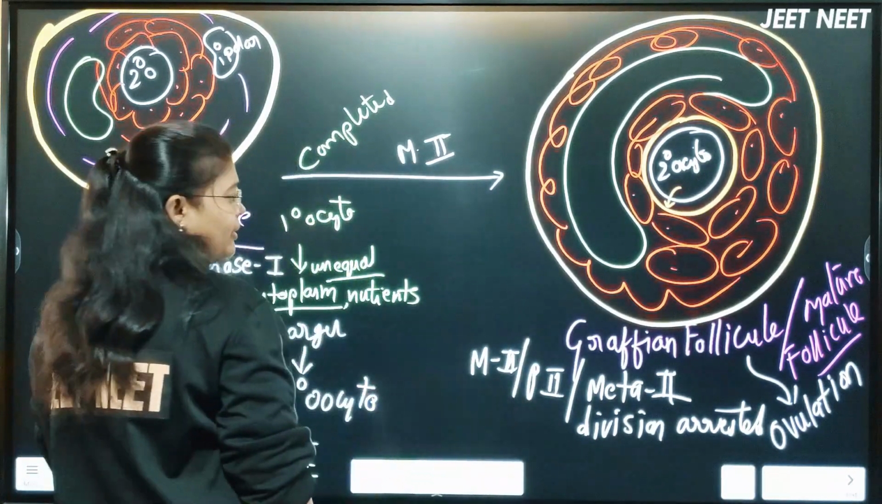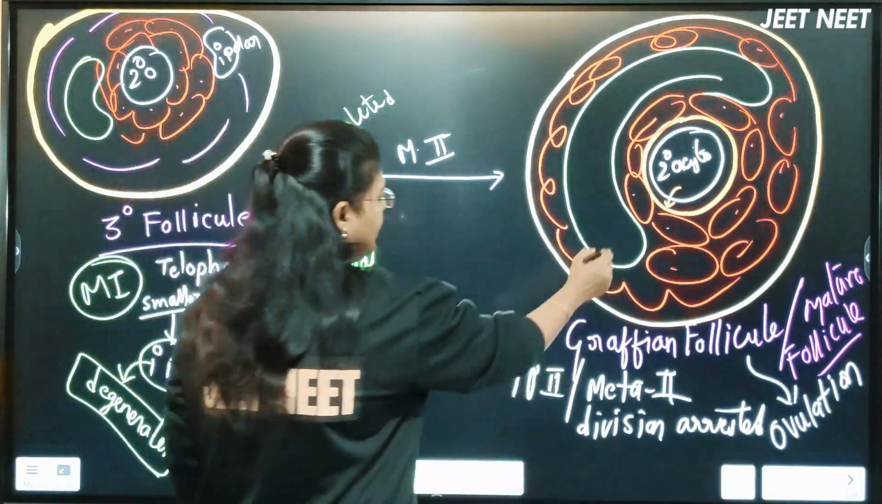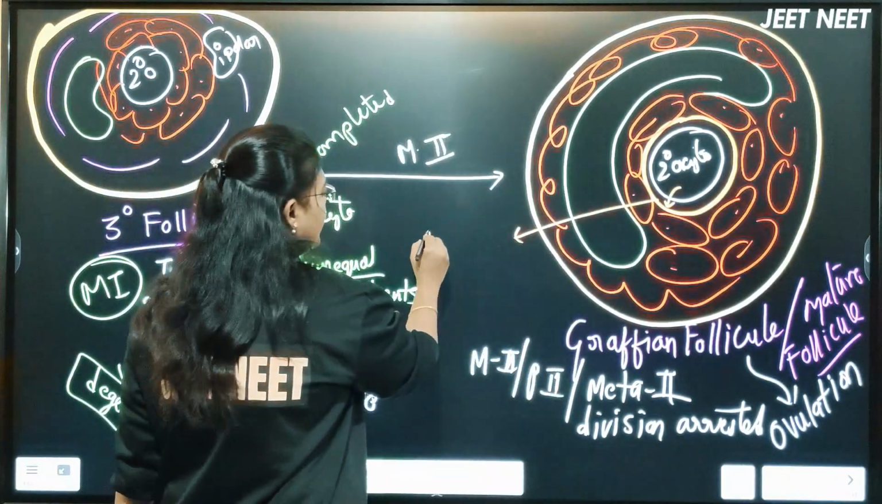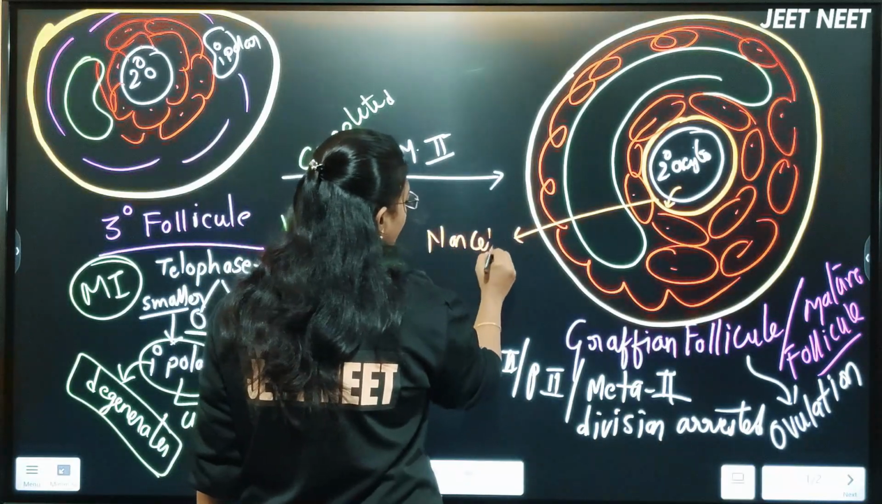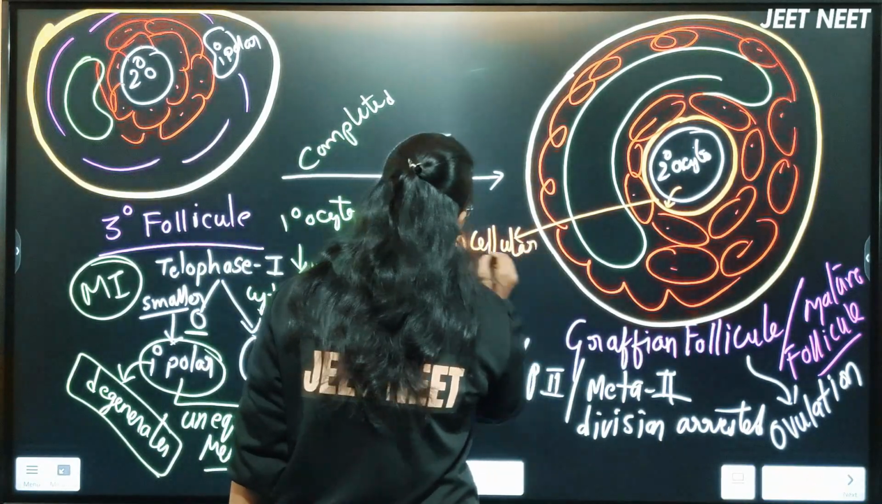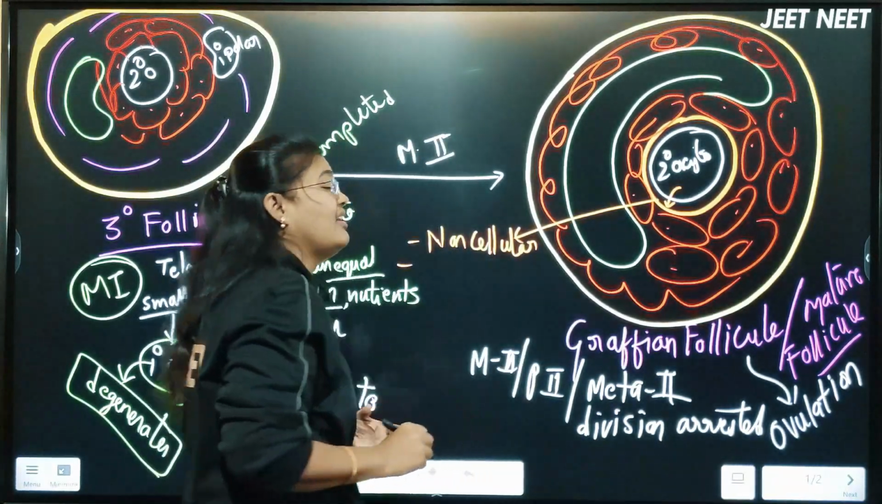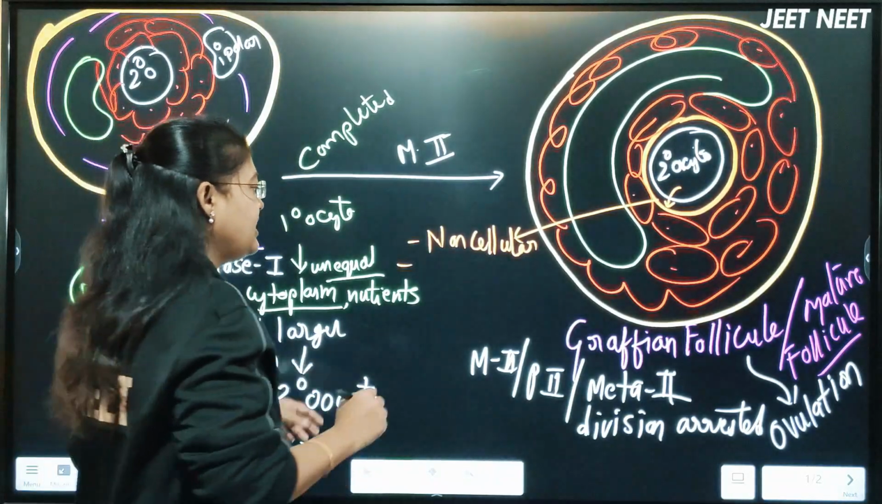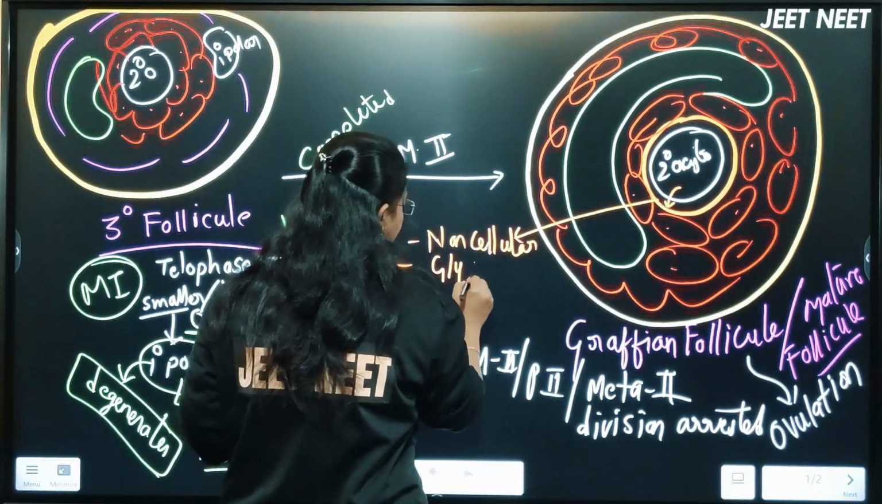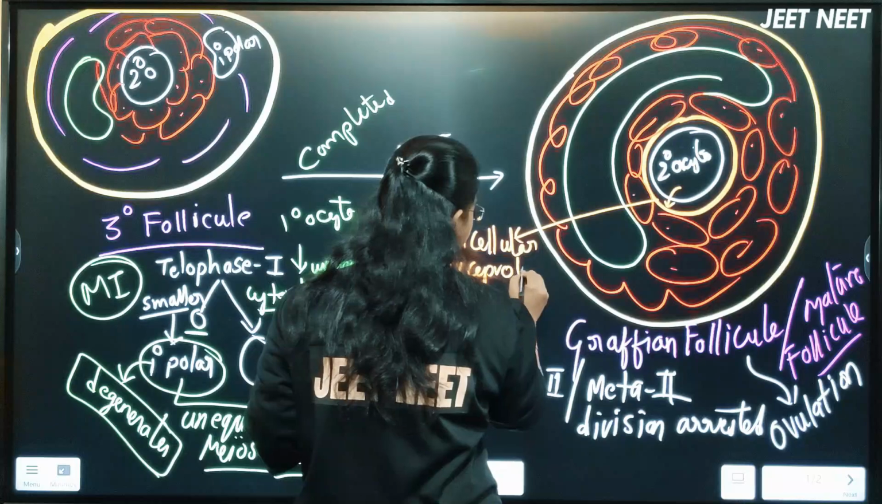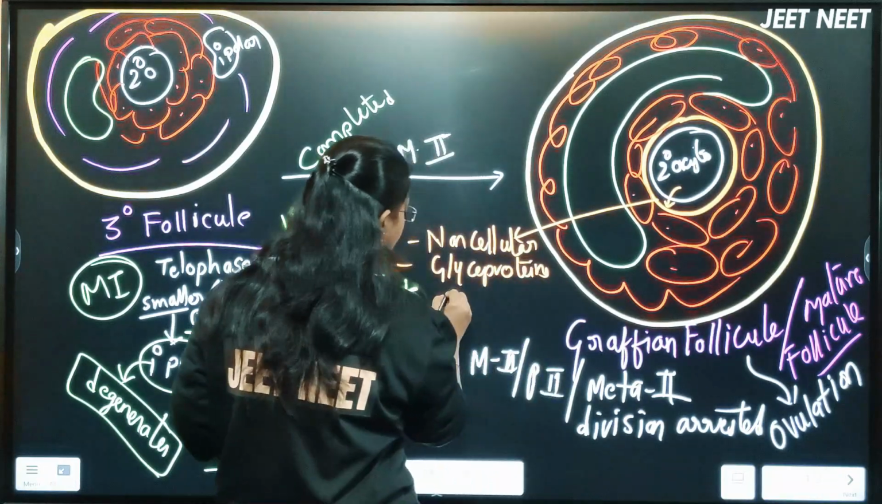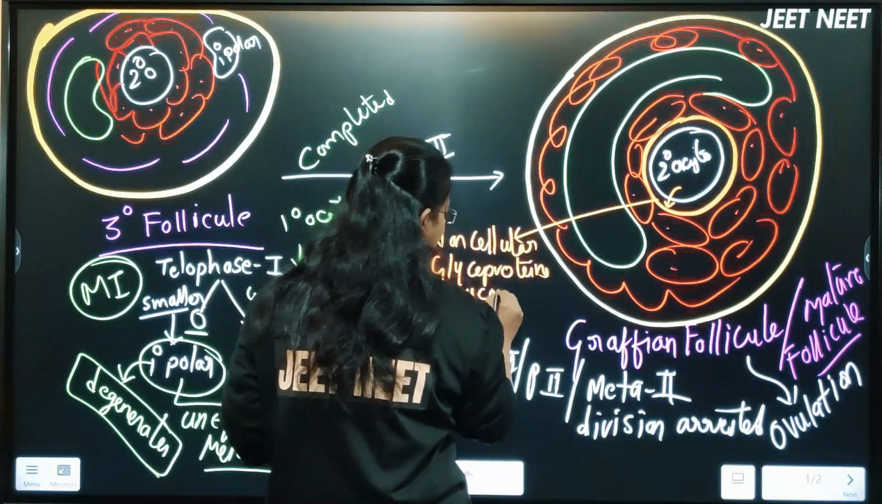Look at this point carefully. I should talk a little bit about the zona pellucida here. This zona pellucida is a non-cellular layer. If it is a non-cellular layer, then what is it made up of? It is made up of glycoproteins and mucopolysaccharides.